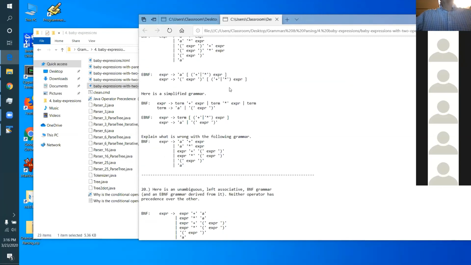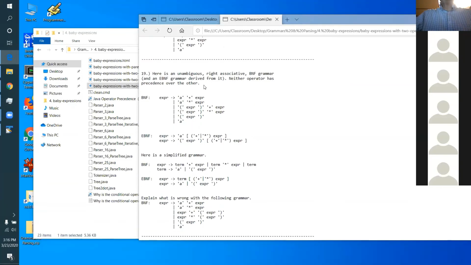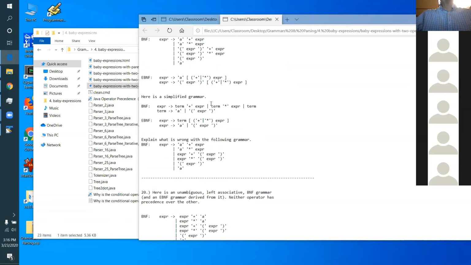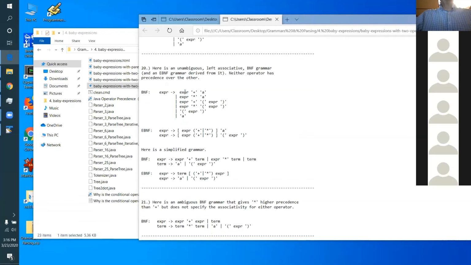Okay, here's another grammar. This one, they're both right associative. Here, they're both left associative. So addition and multiplication are both left associative. Parentheses have higher precedence.